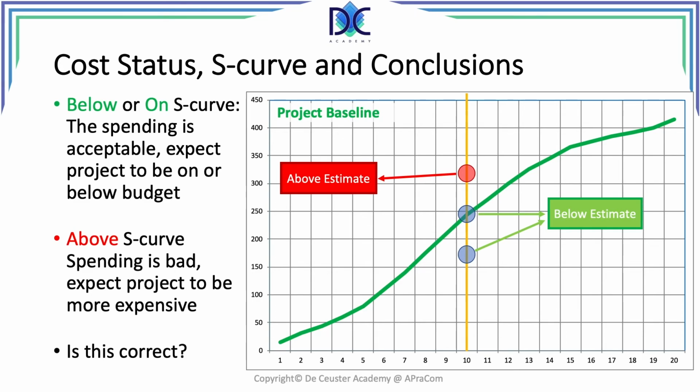But when we are above, the red circle shows that we are doing badly. The classical approach would say for the two positions, the two blue circles, the project manager is doing a good job, while for the red dot, the project manager is doing a bad job. Is this true? We will have to discover that in the next presentation.